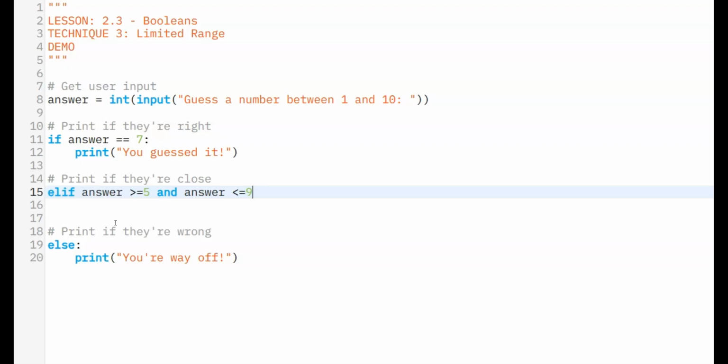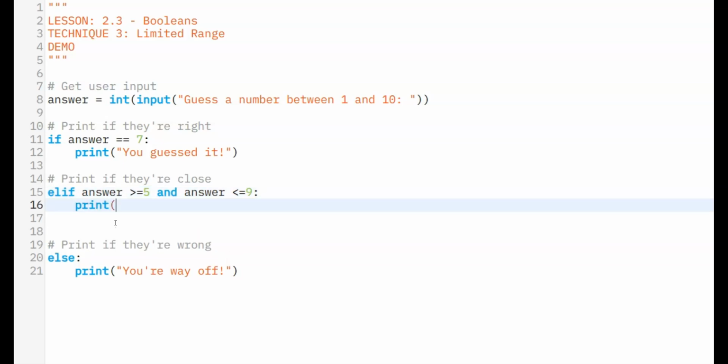If they enter 10, that's not close to 7. If they enter 1, 2, 3, or 4, that's not close to 7. And of course, anything over 10 would definitely not be close to 7 either. So let's make sure we do our colon. And here we're going to print you're very close, because they would be very close if they get this right.